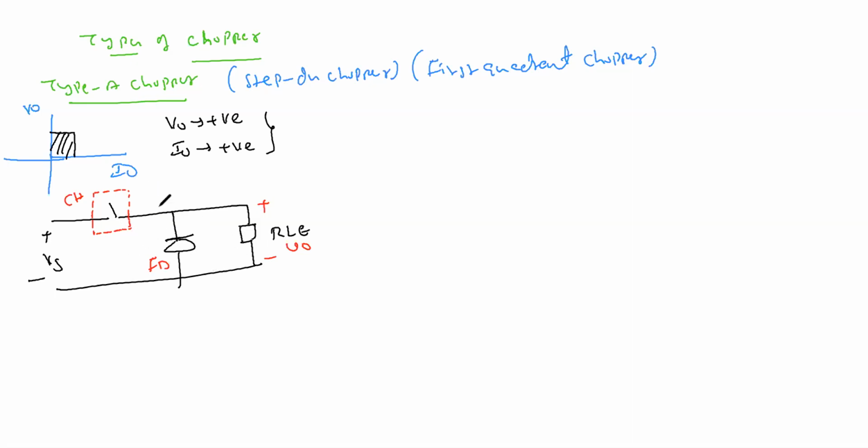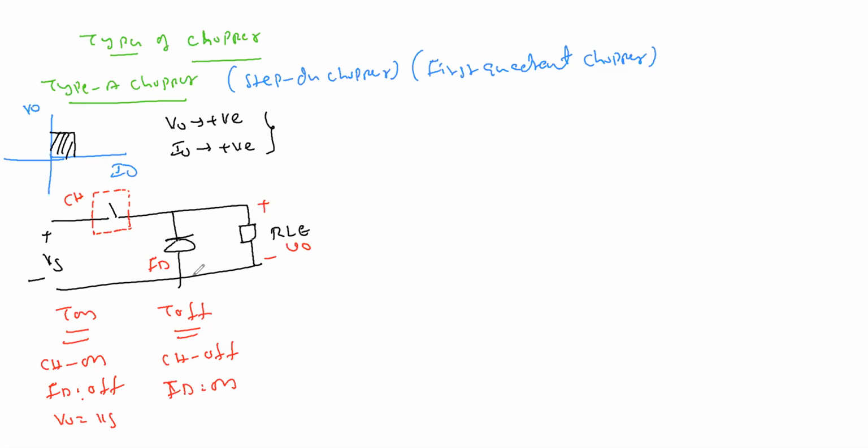When chopper is off, what will happen? Let me write it one by one. During on, CH is on, FD is off, V0 equal to Vs. During off, what is happening? Chopper is off, that's what it means. Off period में V0, FD is on, FD on हो गया, तो V0 कितना होगा? 0 होगा, ये on हो गया, V0 0 होगा.